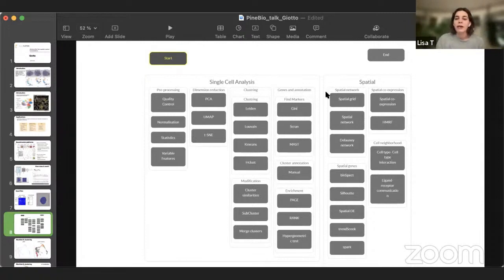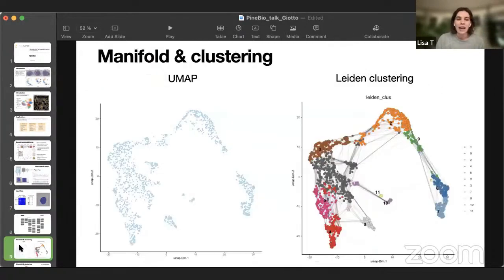It starts with building a spatial network, and then we can find spatially variable genes that have some spatial pattern, and study co-expression and cell neighborhood. So I will focus only on this part. We already did all the pre-processing and single cell analysis and ended up with our reduced dimensions.